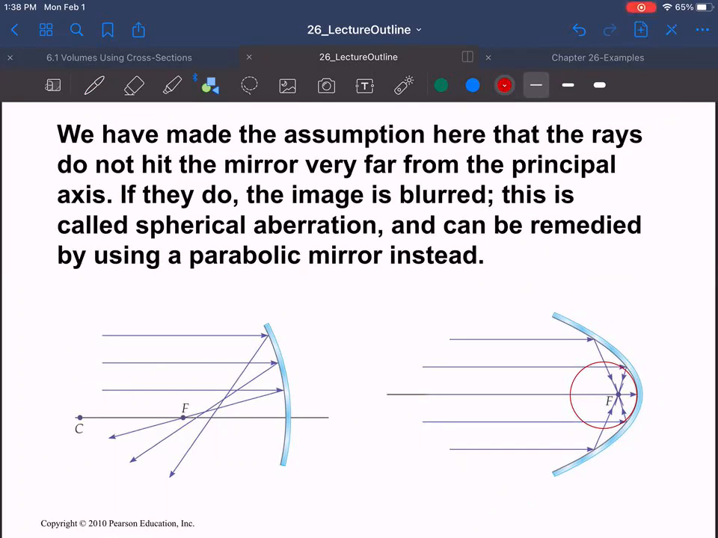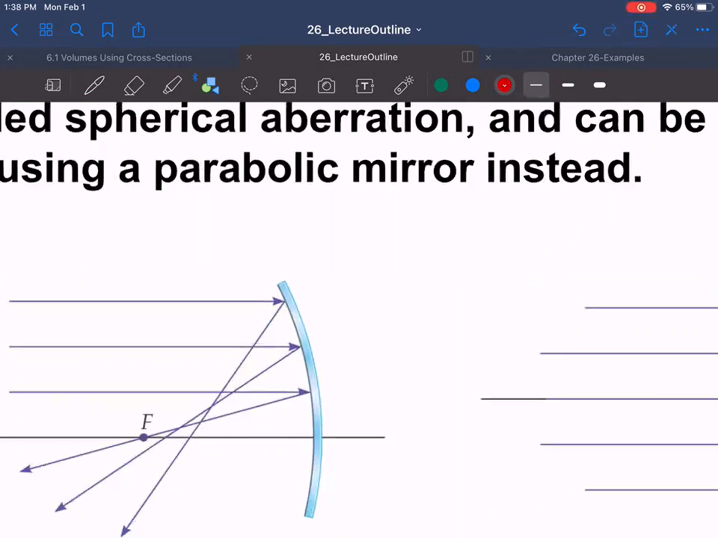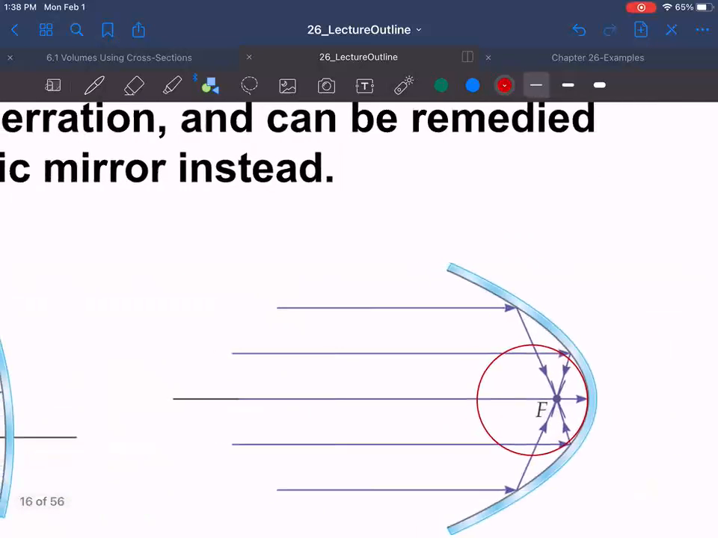And any light ray that would come in parallel to the principal axis of the parabola would reflect through the focus. That includes ones that are far away from the principal axis. As you can see here, this one that's far away ends up being pretty far away from the focus, whereas here, this one that's far away still is going to go, well, that didn't work. It's still going to go directly through the focus.